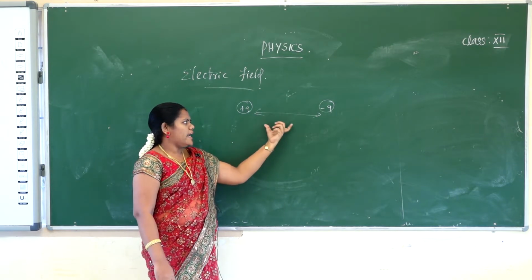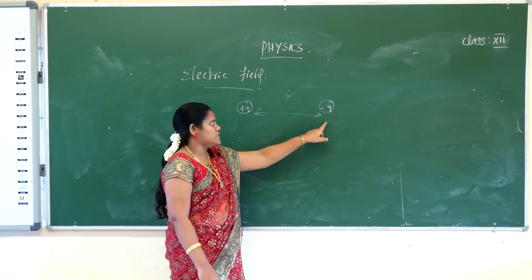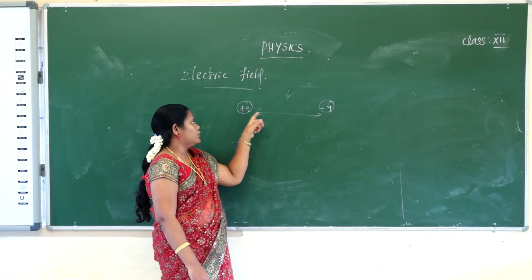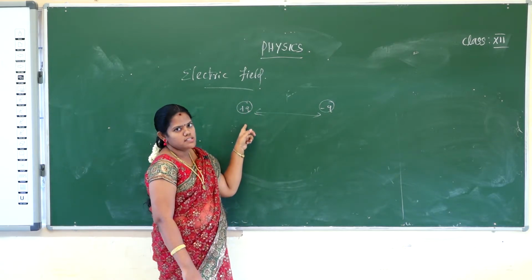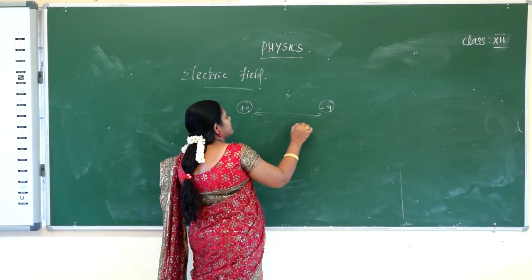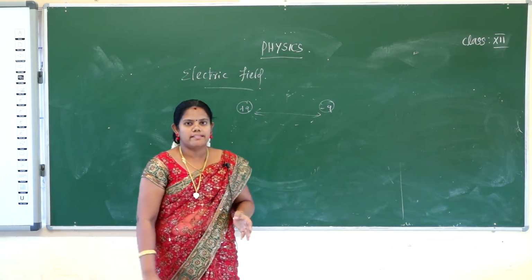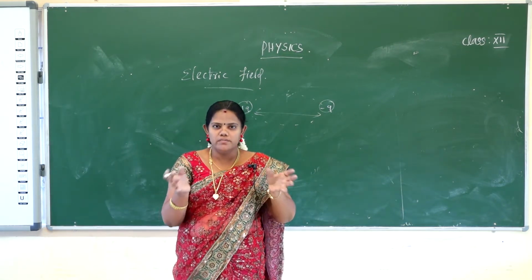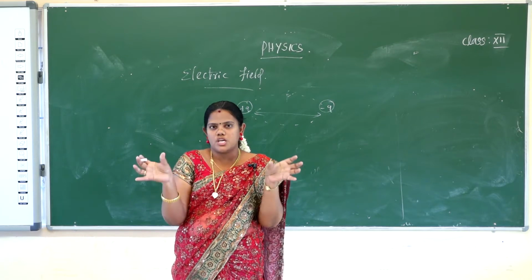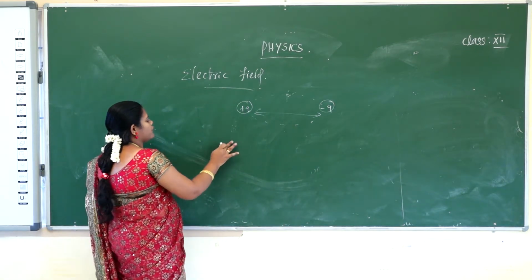So, at a distance between the two charges, how will you find out the second charge? How to know the existence of the first charge? Some invisible layer will be present between the two charges, and that is called the electric field. Electric field is nothing but a field, invisible, present between the two charges. So, how will you calculate the formula for the electric field?